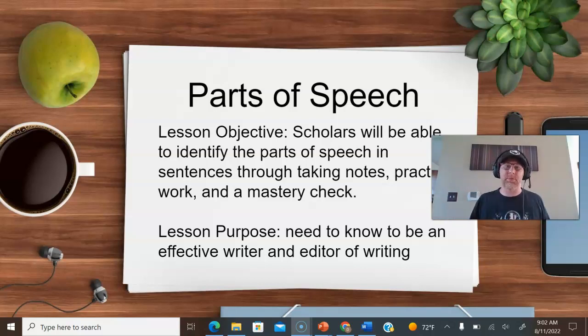And this is just really important because knowing basic grammar is just really important for life in general. It doesn't matter what your job's going to be. You need to know how to speak and write effectively, and knowing parts of speech and knowing grammar helps you be an effective speaker, an effective writer, an effective editor of writing, and an effective reader in general, okay? So let's move on.